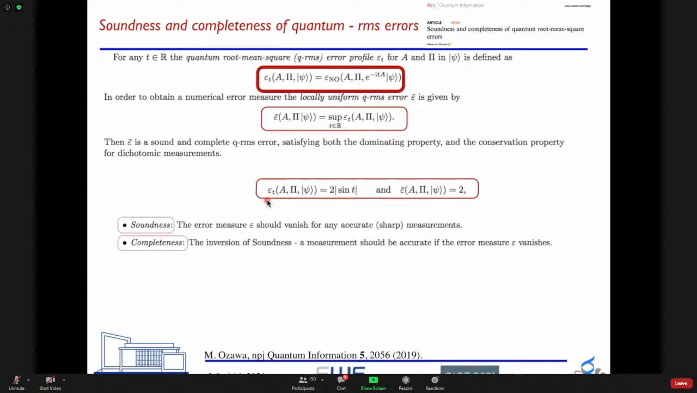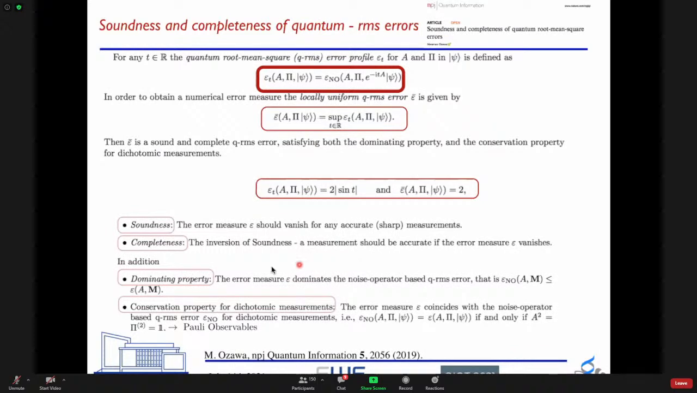Yeah. And this is what you see here. Now, again, this local uniform error is no longer state dependent. It only depends on t, a time parameter or some evolution parameter. And this, of course, is fixed when you look for the supremum. Of course, it does not tell you what will be the value of it, but this is what in the experiment needs to be confined. And then we have a so-called sound error definition. So it vanishes for any accurate measurement, and it is complete: the inversion should be accurate if it vanishes.